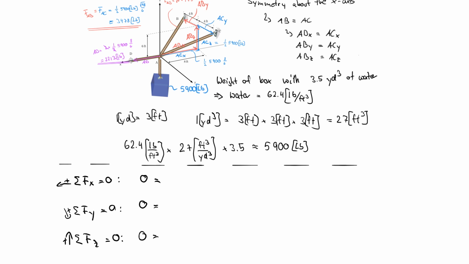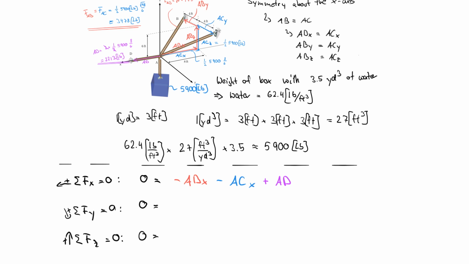So plus AD, I'm going to put that at the end actually. So I'm going to start with AB, so minus ABX, minus ACX and plus AD, right? Plus AD.